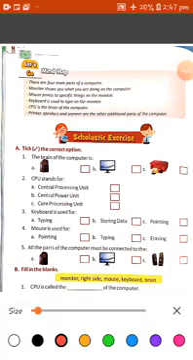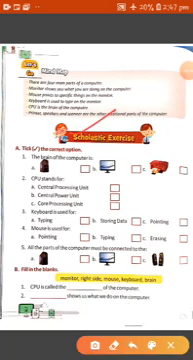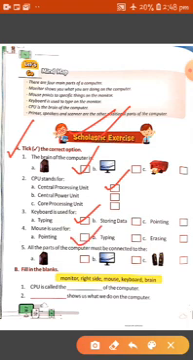Now, talking about the exercises. First, take the correct option. The brain of a computer is CPU. CPU stands for Central Processing Unit. Keyboard is used for typing. Mouse is used for pointing. All the parts of the computer must be connected to the CPU.